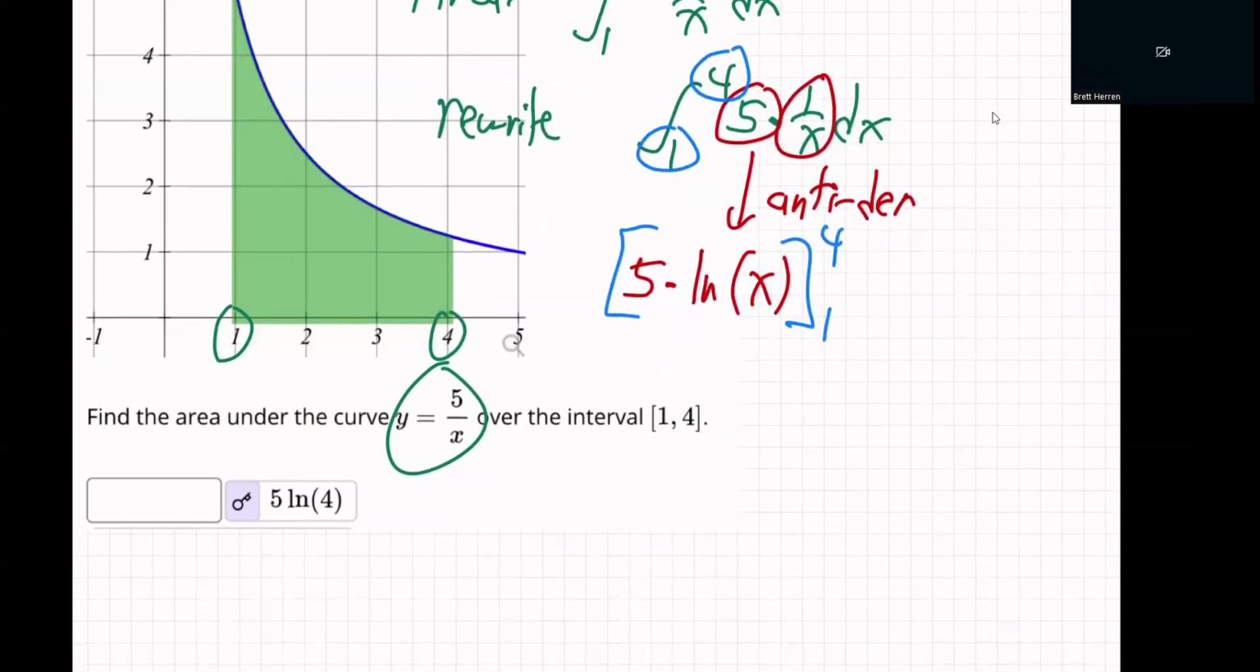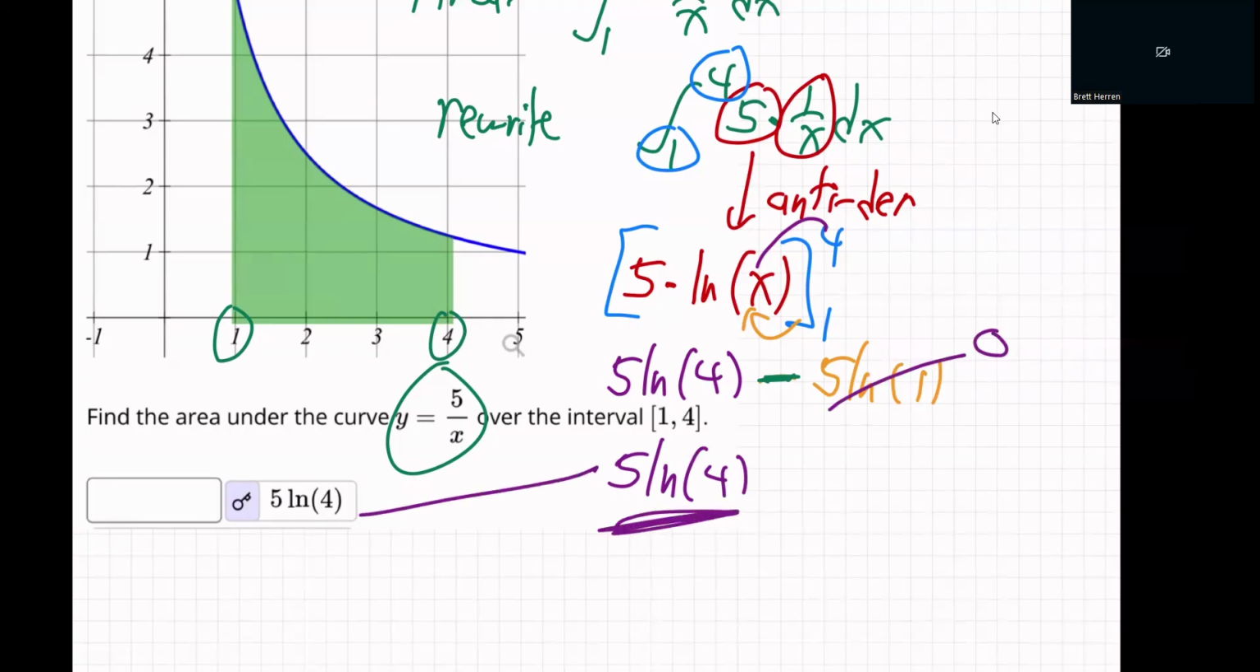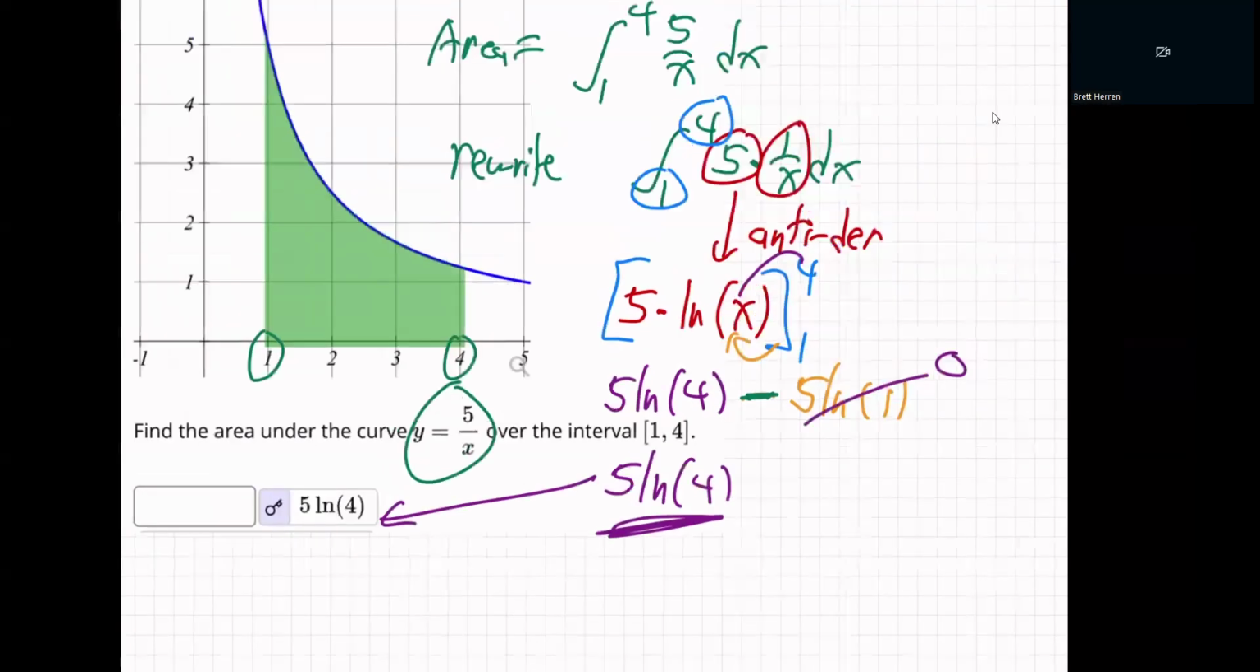So that means you take that whole function and you plug in 4. So you get 5 natural log of 4, and then minus, and then you plug in the 1. Got to have that minus in between. It's important. Now, you hit the buttons on your calculator, you'll find that the natural log of 1 is 0, so that's gone. So the answer is just 5 natural log of 4. You get a decimal if you want, but we'll just go with the exact answer.